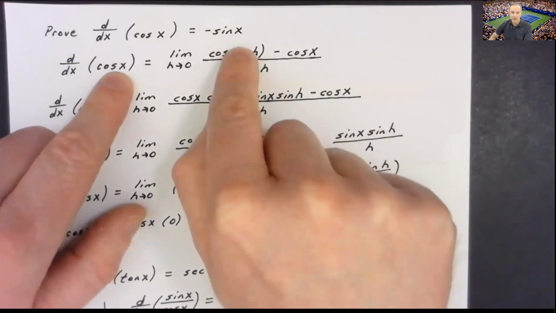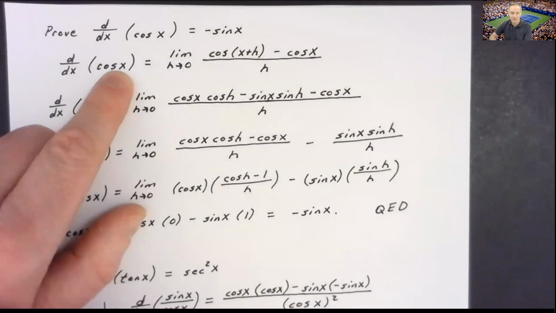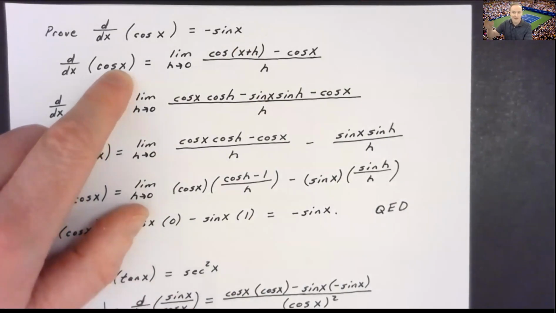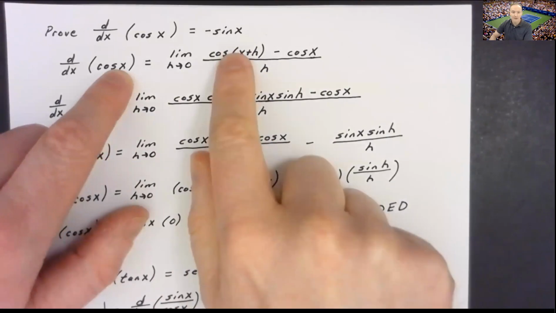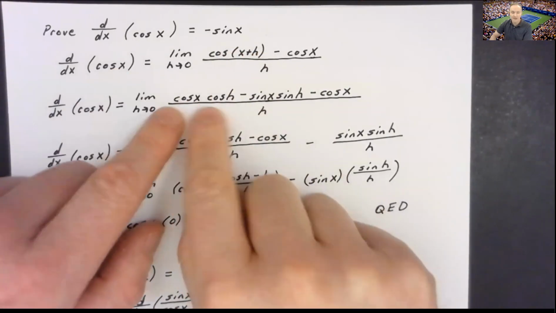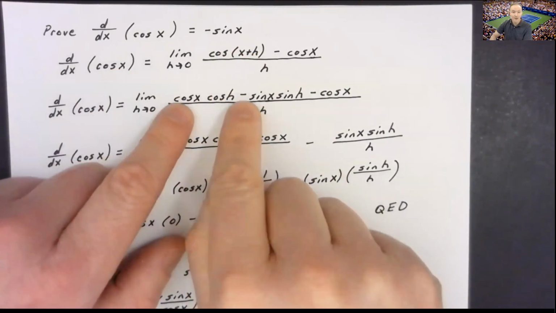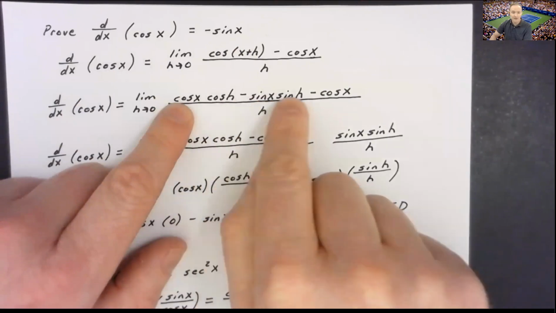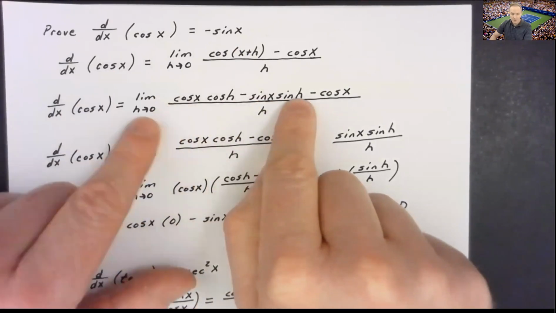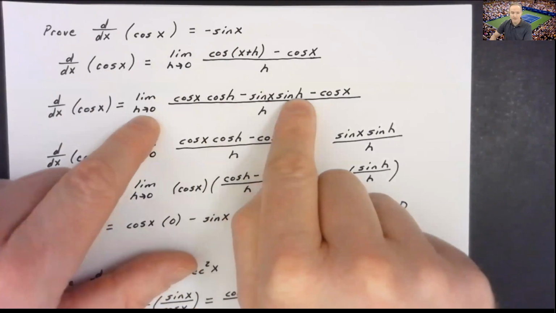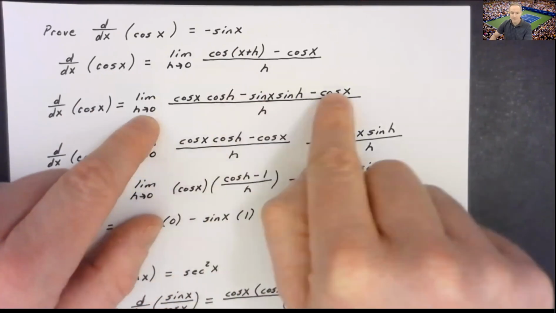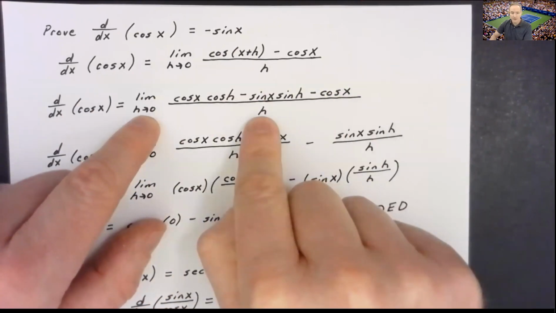Now, I need to expand out that cosine of x plus h. Again, hopefully you remember from trig your cosine sum formula, it's always cosine, cosine, sine, sine, change the sign in between. Cosine of x plus h is cosine x cosine h, minus the sine of x sine h. So I can say this is equal to the limit as h approaches 0 of this expression minus the cosine of x over h.